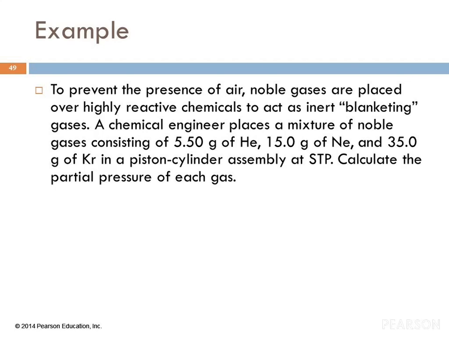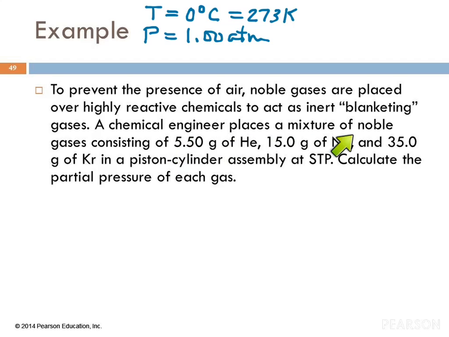Standard temperature and pressure. So the temperature is what? 0 degrees Celsius, which is 273 Kelvin. What's the pressure? 1 atmosphere. Okay, so that's useful. And then we have masses of these 3 gases, and we want partial pressure.